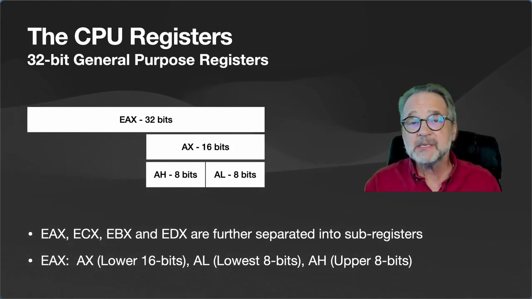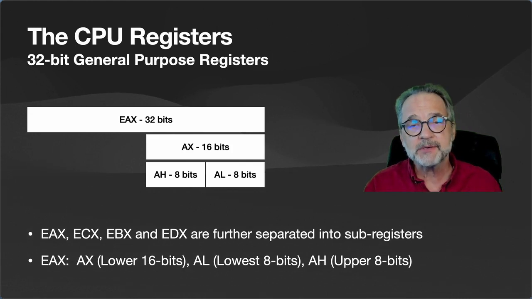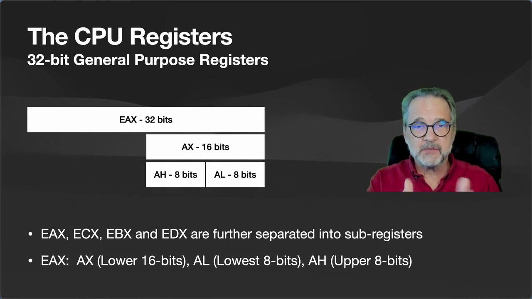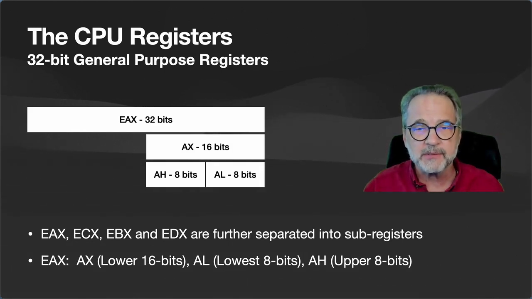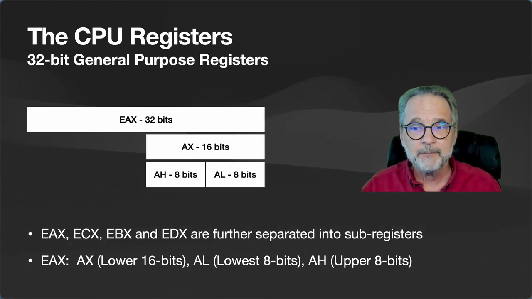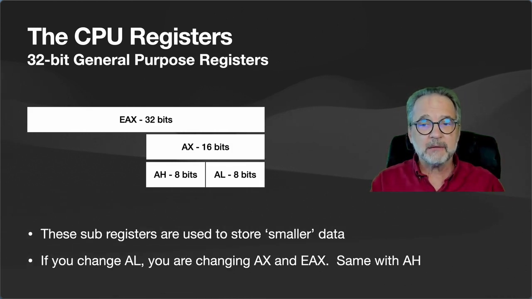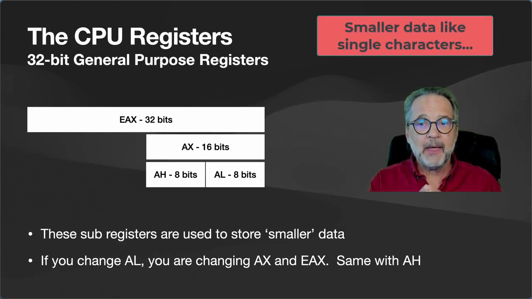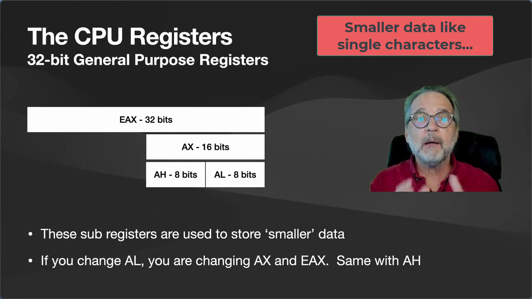And there is some syntax that requires these smaller registers within the assembler language. So they're basically just divisions in the EAX register. And we're going to see a demonstration of this in both Windows and Linux. And these subregisters, as I said earlier, they're used to store smaller data. But remember, AL, AH, AX, they're all part of EAX.